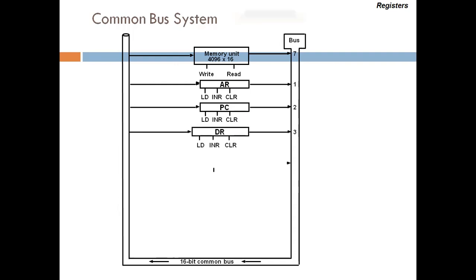Next register is DR. The size of DR is 16 bit. It also has 3 control inputs: load, increment and clear. Next, the accumulator. Accumulator is also a processor register. It is 16 bit in size. It also has 3 control inputs: load, increment and clear.